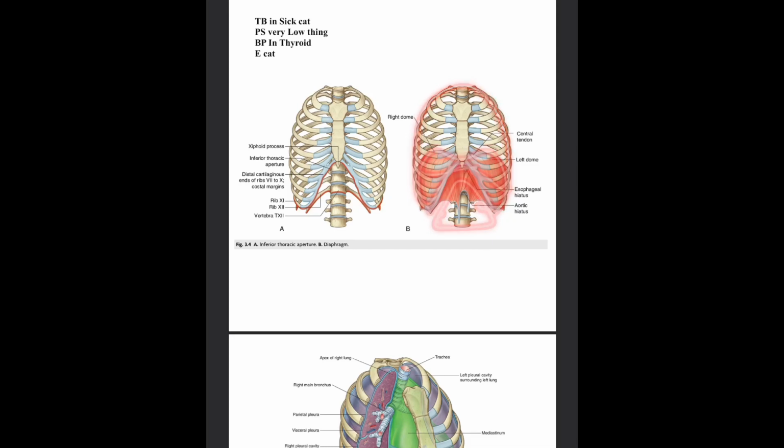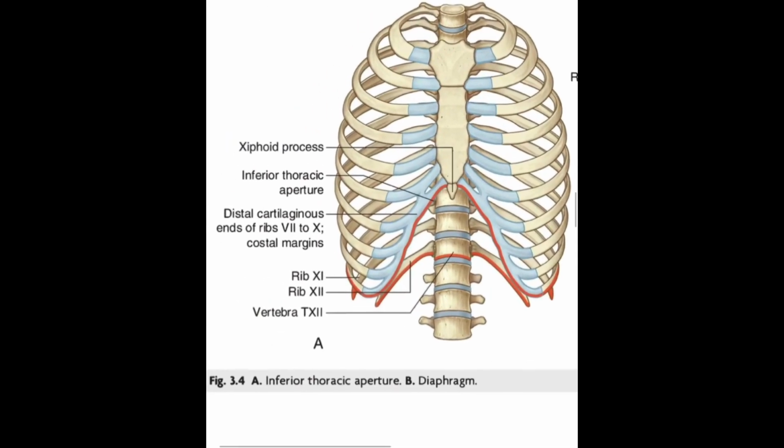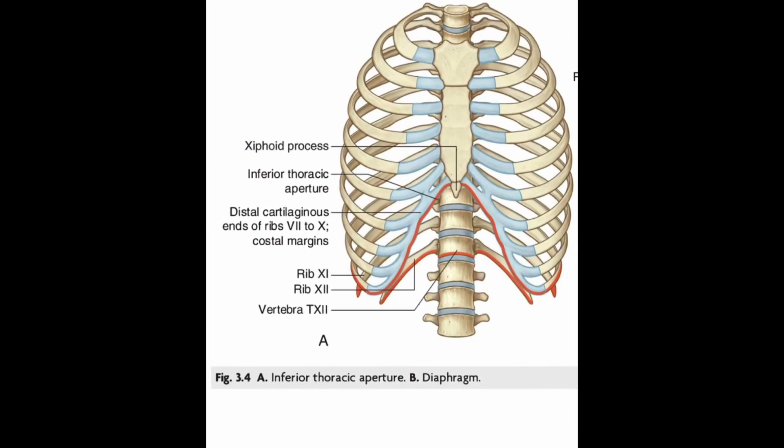So let's discuss the boundaries of the thoracic outlet. Anteriorly by the xiphisternal joint, posteriorly by the body of the 12th thoracic vertebra, this one, and laterally on each side the costal margins of the 11th and 12th rib.